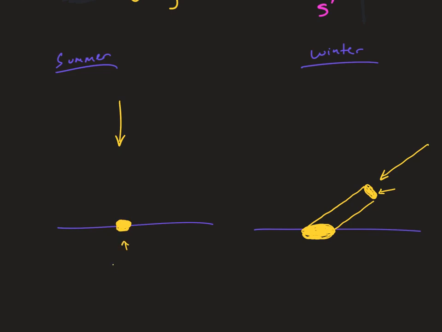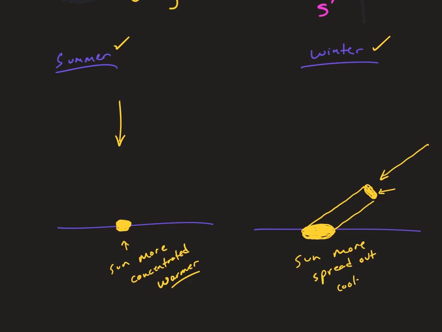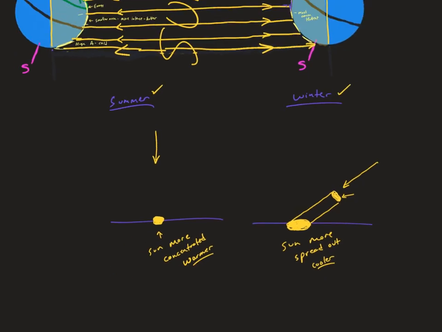So the sun is more concentrated, it's going to be warmer. And that happens in the summer. In the winter the sun is more spread out, so it's going to be cooler because you have fewer joules of energy per square inch or per square foot of your ground. So that's the gist on summer and winter.